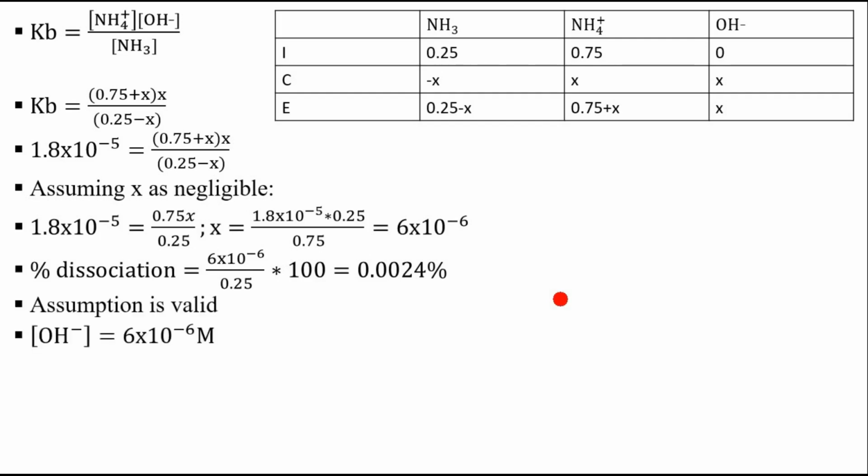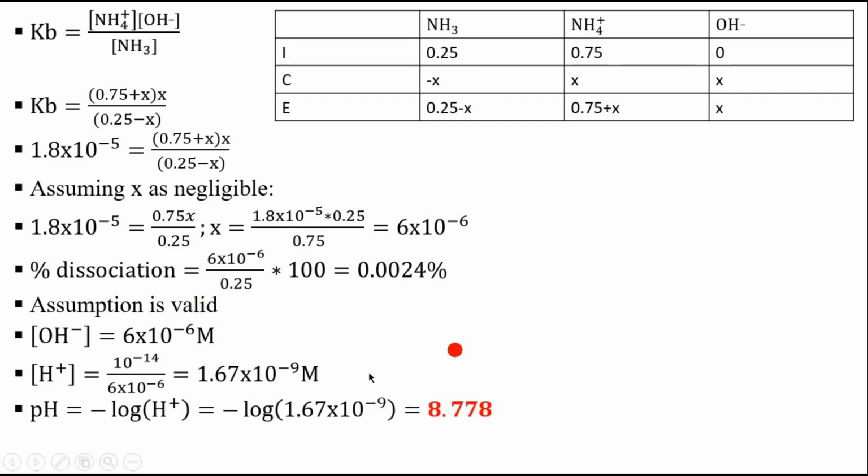And then after getting the hydroxide, you have the H plus by taking 10 power negative 14 over the hydroxide. That means the H plus is equal to 10 power negative 14 over the concentration of hydroxide that we have calculated here. Then you have this one. Then you can calculate the pH, which is equal to negative log of H plus. We have 8.778.